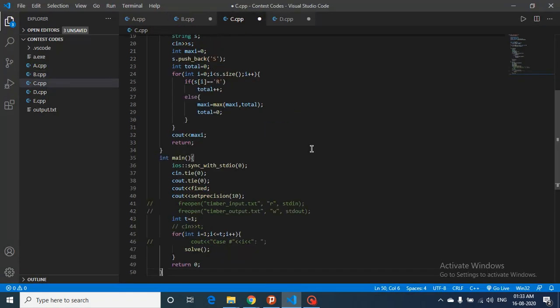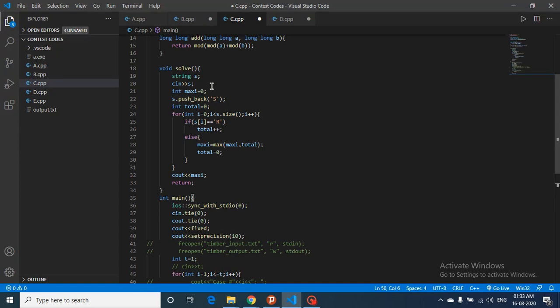So let's move on to the code. Code is also very simple: push back S at the end and then iterate from 0 till the whole length. Whenever you find R, increment the total, else you find S, then maximum will store the maximum number of total R's you have encountered, and then again turn your total to 0 and then return maximum. Okay, this method can also be used for finding consecutive R's in a string of length n. This will run in O of n.